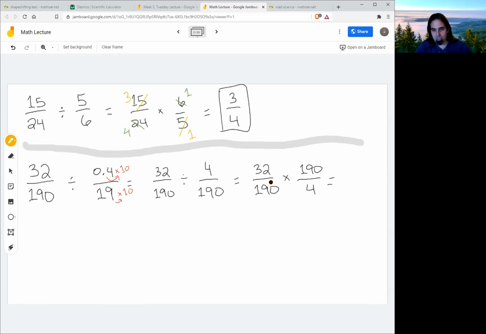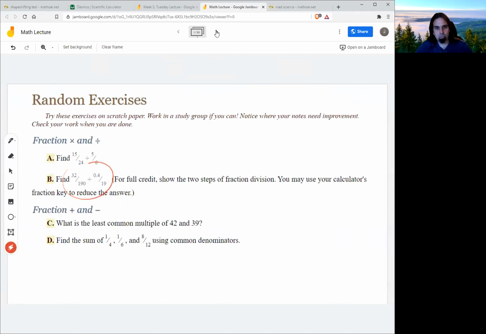Oh, look how nice your math teacher is. The 190s cancel. 32 and 4, they cancel also. So I'm left with 8 over 1, which is 8. Not so bad. When you first looked at it, you probably thought it would be a lot harder than that.